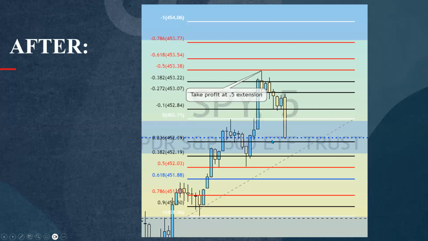Again, it can keep going, and in that case, it's whatever, get back in. But this strategy calls for you to just trade this swing low to this swing high and get out. 0.5 to 0.5, get out. Look how picture perfect that is, man. That thing is no joke.